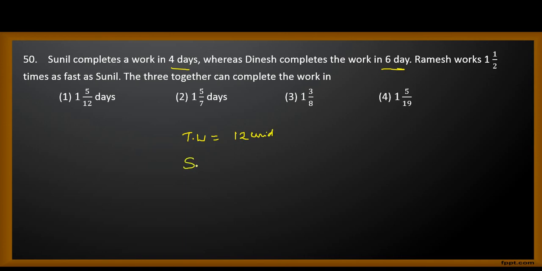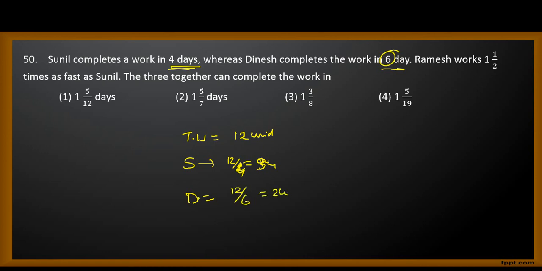Then Sunil will do how many units per day? 12 by 4, which equals 3 units, because he can complete the work in 4 days. 4 days, 12 units, so per day 12 by 4 equals 3 units. Now Dinesh can complete the work in how many days? 6 days. So per day Dinesh will do how many units? 12 by 6, 2 units.